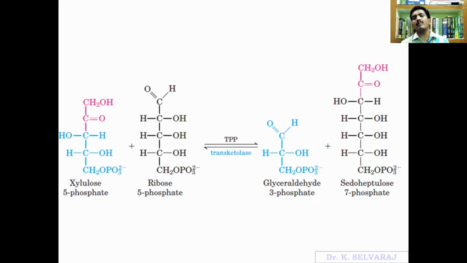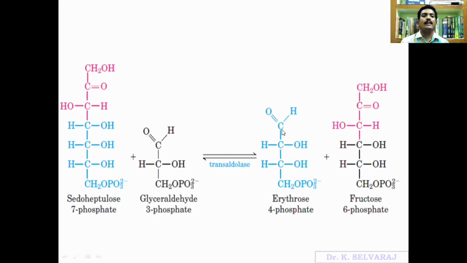Then finally it forms glyceraldehyde 3-phosphate and pseudo-heptulose 7-phosphate. These two reactions are formed. Then the pseudo-heptulose 7-phosphate and the glyceraldehyde 3-phosphate, here the transaldolase is involved.